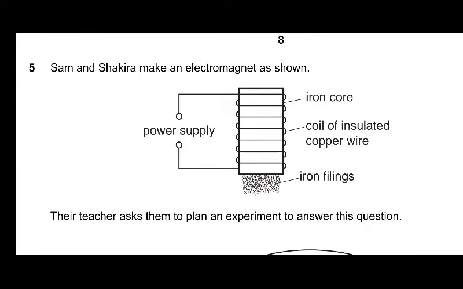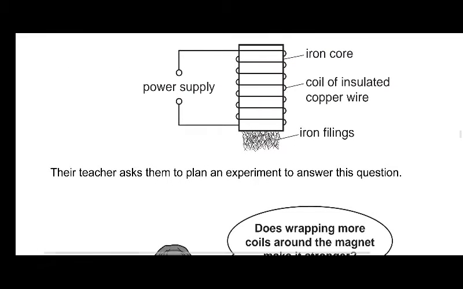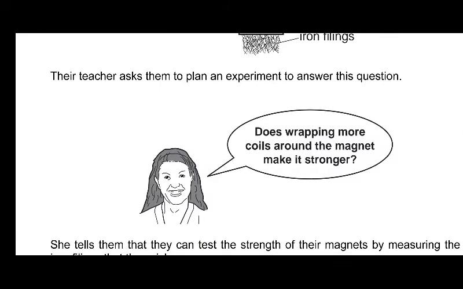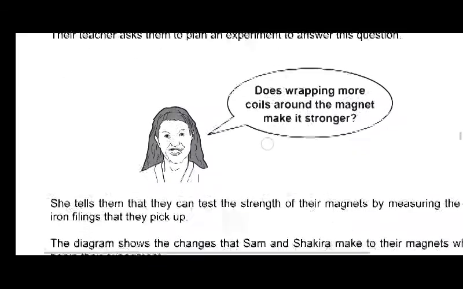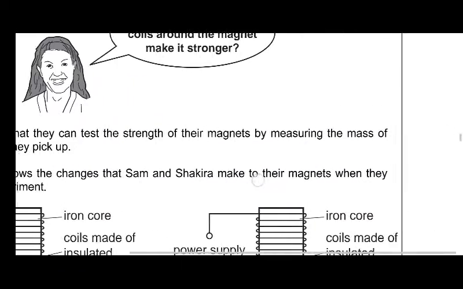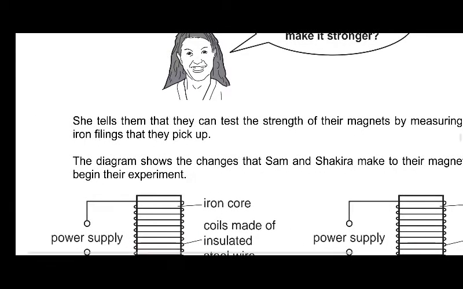Sam and Shakira make an electromagnet as shown. That's now physics. Their teacher asks them to plan an experiment to answer this question: does wrapping more coils around the magnet make it stronger? She tells them that they can test the strength of the magnets by measuring the mass of iron filings that they pick up. Now, this question is physics.